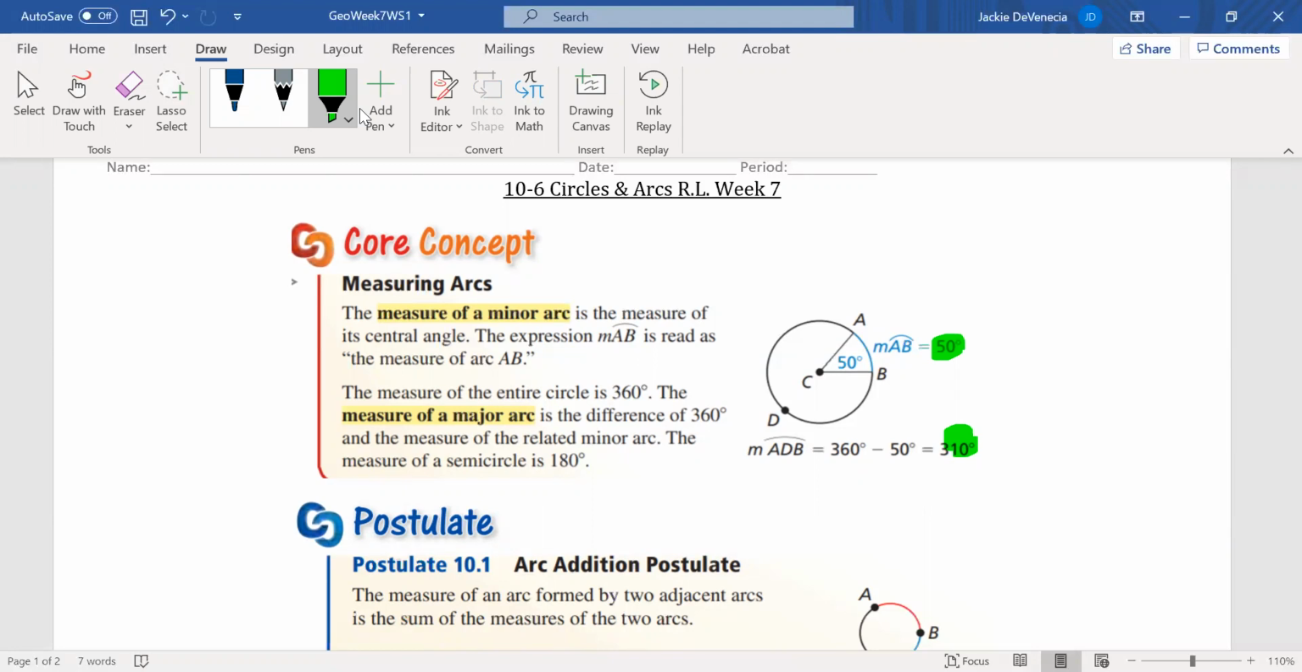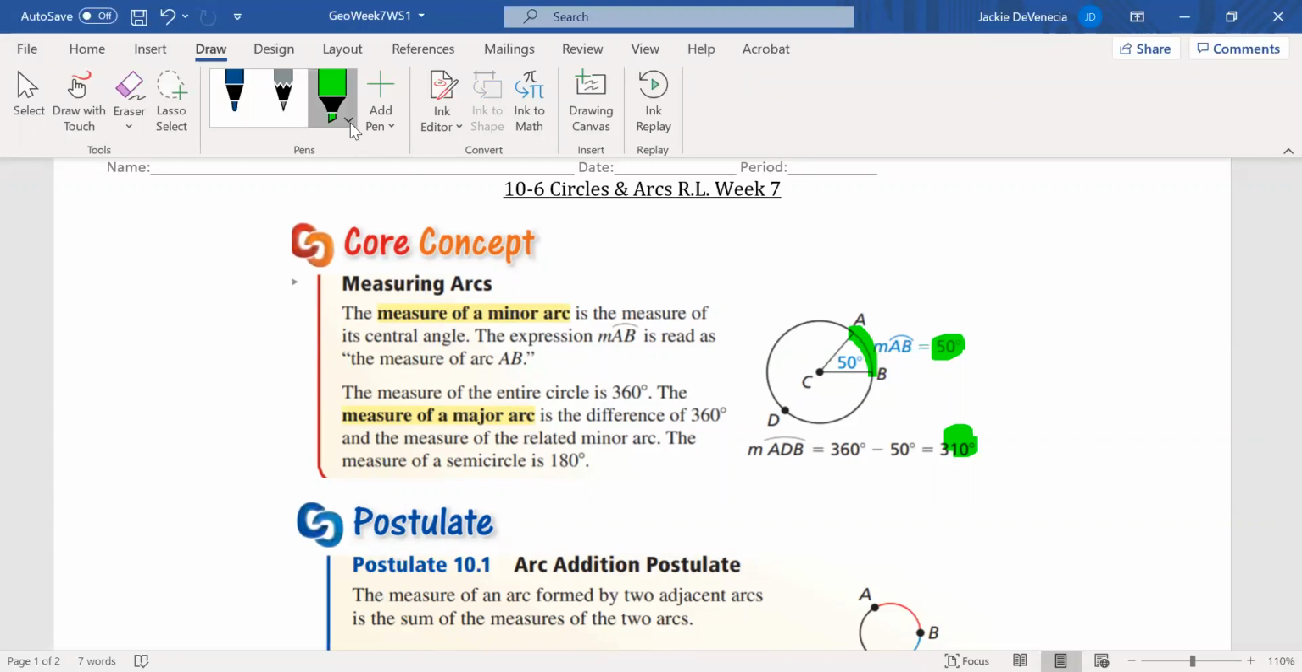So when we're trying to find the measure of a minor arc, or the smaller arc right over here, it's whatever the central angle is. So say this is 50, your minor arc will also be 50 degrees.